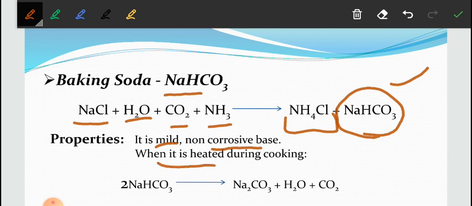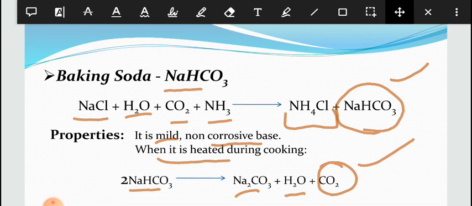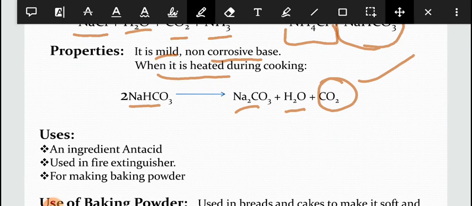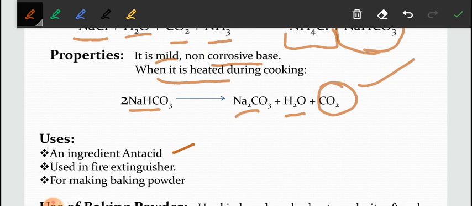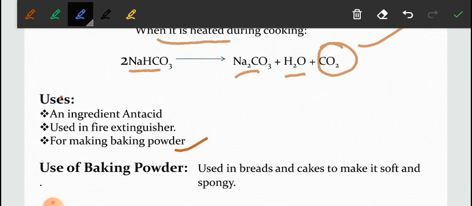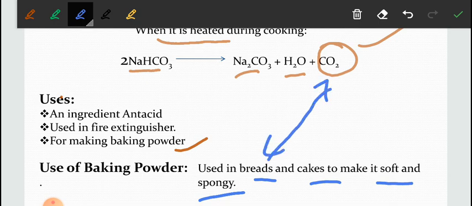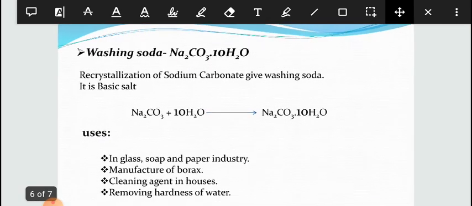Main property is that when we heat baking soda, it will give you sodium carbonate, water and carbon dioxide, and this production of carbon dioxide is very important. The reason is, what are the uses of this? The main uses: it can be used as an antacid. It is used in fire extinguishers, means this CO2 that is liberated can be used for a fire extinguisher. And it is basically used for making baking powder also. What are the uses of baking powder? It is used in breads and cakes to make them soft and spongy. The CO2 which is produced during this reaction helps make bread and cake more soft and more spongy.